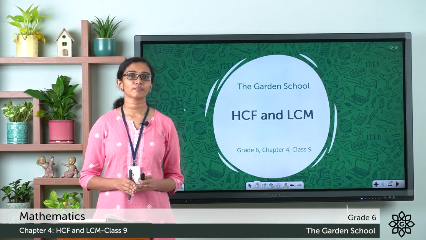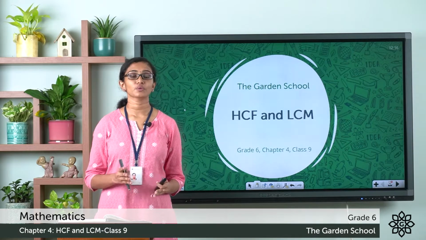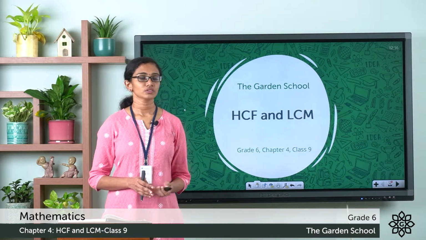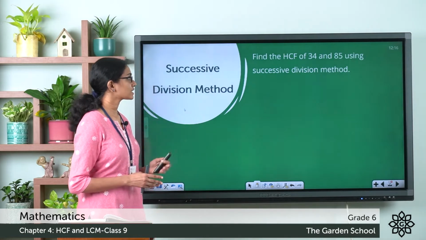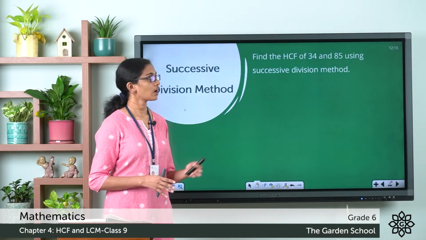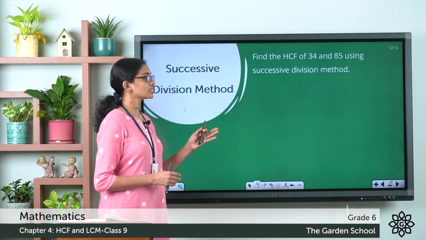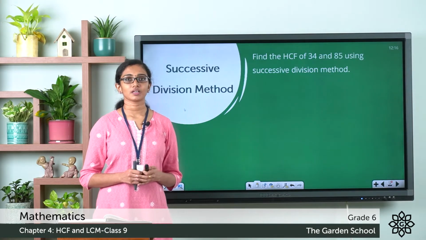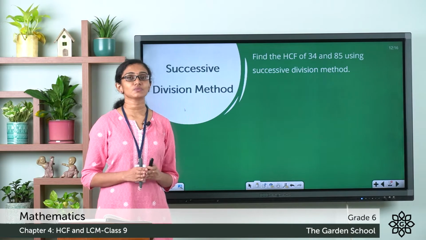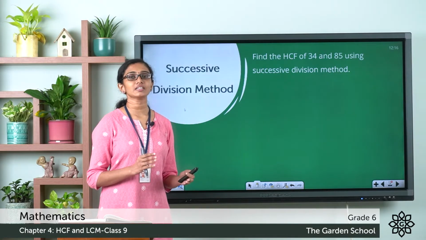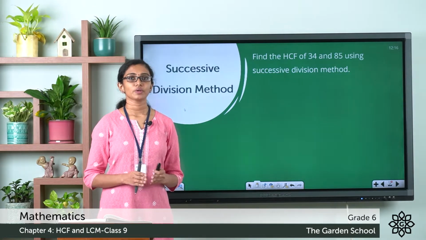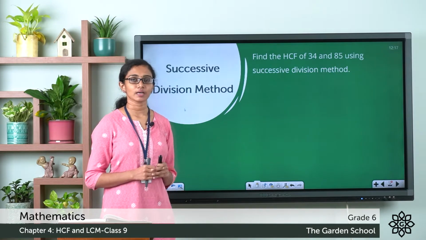Let's learn a different method to find the HCF of a few given numbers. So look at the question given here. Find the HCF of 34 and 85 using successive division method. The new method we are going to learn is called the successive division method, or continued division method. We'll explain this method using this example.